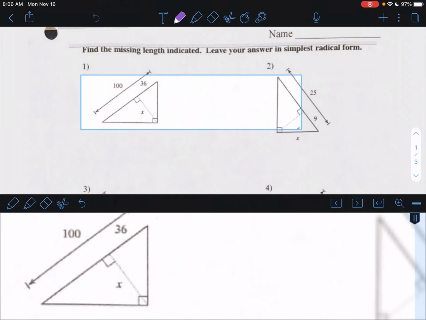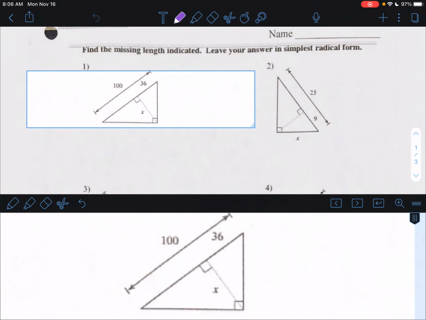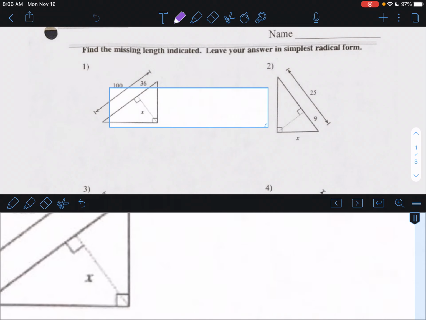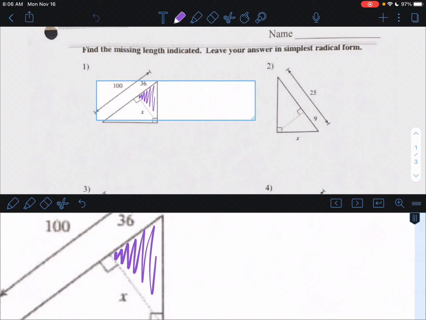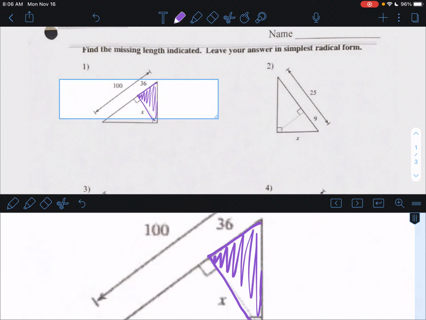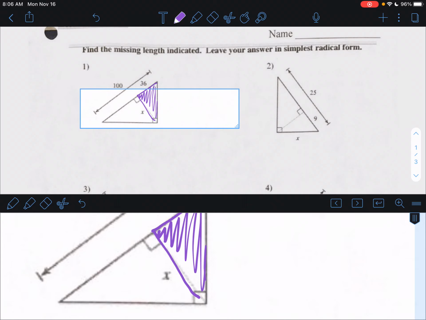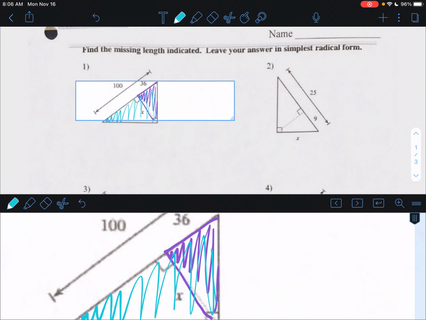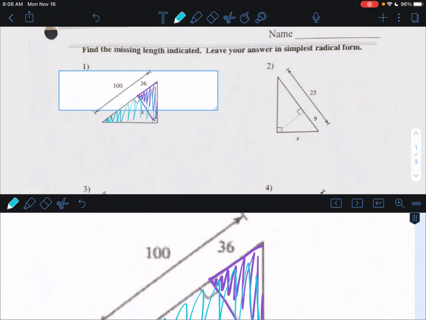If I'm looking at number 1 here, I just need to identify what parts of which triangles I'm given. Looking at my smallest triangle, the short leg is 36 and the long leg is x. So short leg over long leg is what I'm given there. If I look at the largest triangle, I do not know either of the legs, but I do know the hypotenuse. That's only one thing, so I can't be using the big triangle here.